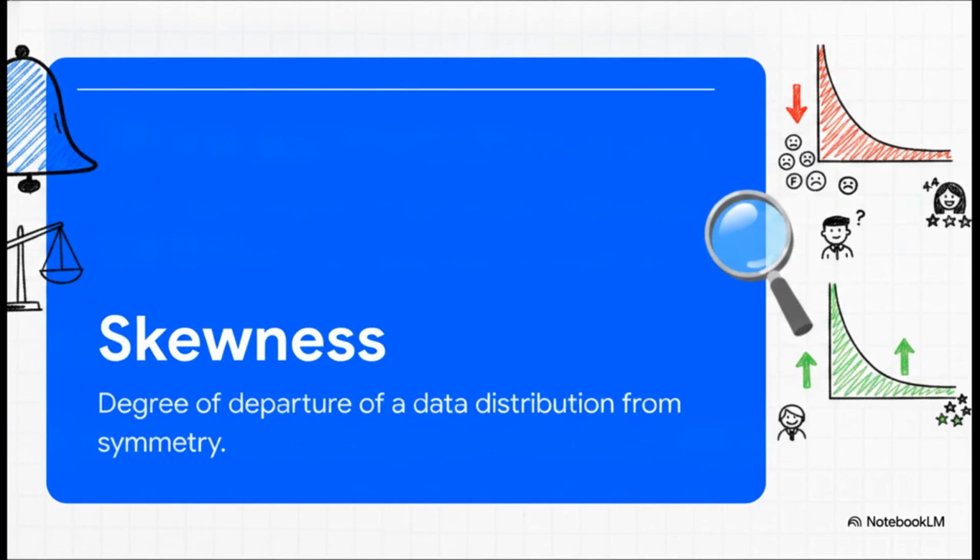If a distribution is positively skewed, the tail extends way out to the right, which actually means most of your students got very low scores. That's a huge red flag for a teacher that the test was likely way too hard. On the flip side, a negative skew has a long tail to the left, meaning most students aced it and the test might have been a bit of a breeze.